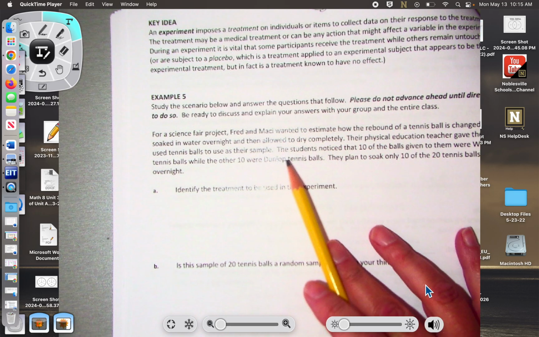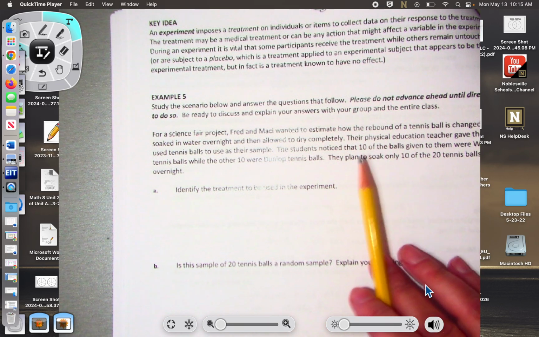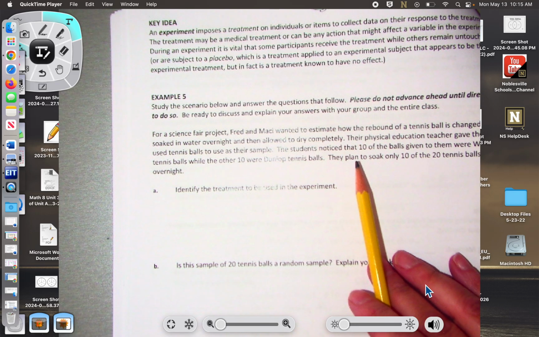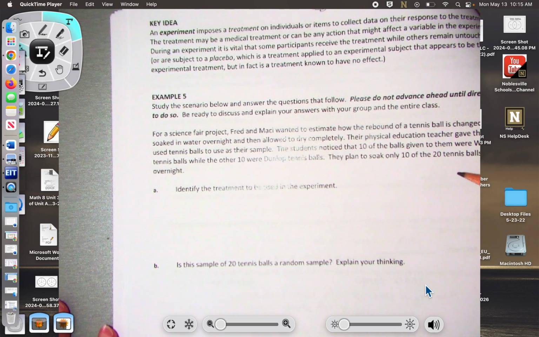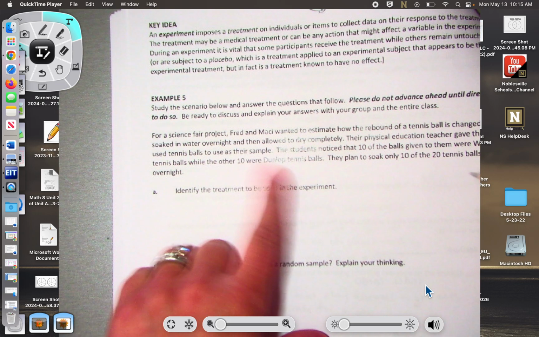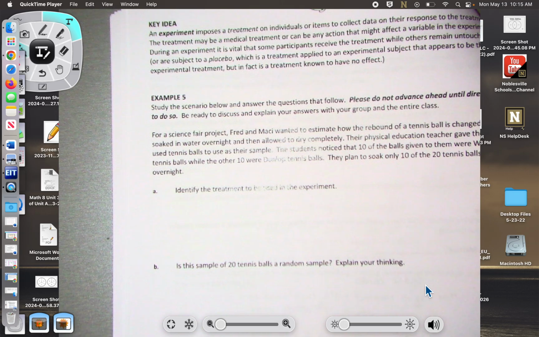Okay, so we have Fred and Macy estimating how the rebound of a tennis ball is changed if it's soaked in water overnight and then allowed to dry completely. So I don't know a whole lot about tennis, but I'm thinking rebound is like how fast it bounces back. Their physical education teacher gave them 20 used tennis balls to use as their sample. The students noticed that 10 of them were Wilson and other 10 were Dunlop. I think I'm saying that right, tennis balls. They plan to soak only 10 of the 20 overnight. So they're going to soak 10 and compare them to the other 10 that were not soaked.